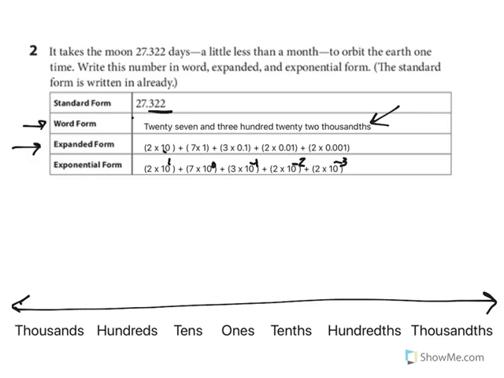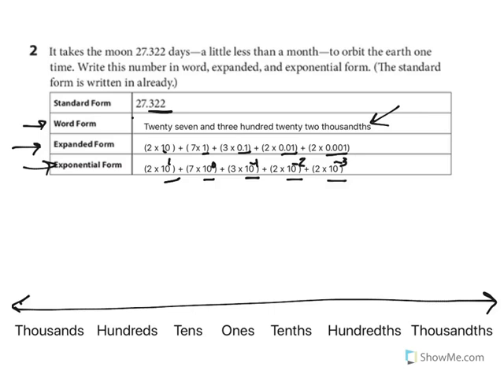So 2 times 10 in the tens position, 7 times 1 in the ones position, 3 times 1/10 in the tenth position, 2 times 100th in the hundredth position, and 2 times 1,000th in the thousandth position. Then in exponential form, I wrote this out using my exponents. So 2 times 10 to the first for 10, 10 to the 0 for 1, 10 to the negative 1 for tenths, 10 to the negative second for hundredths, and 10 to the negative third for my thousandths.